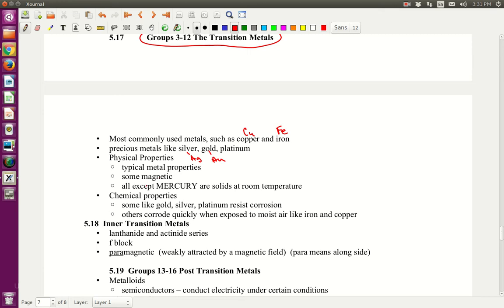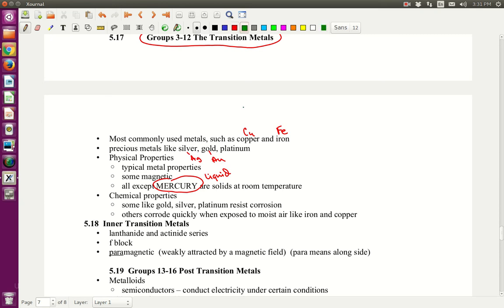Some are magnetic, and all except mercury are solids at room temperature. So you do need to know that mercury is a liquid at room temperature. So these things in red are things you're going to have to know. Notice the symbols for the different elements, and the fact that mercury is a liquid. Okay, chemical properties, some like gold, silver, platinum resist corrosion.